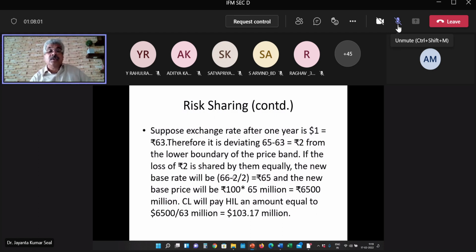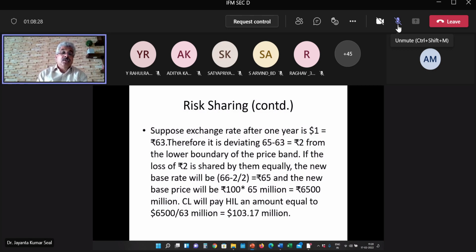So suppose it is 63. So it is deviating 2 rupees from the lower boundary of the neutral zone. Here there is a loss. Why is there a loss? Hindalco is receiving the foreign currency. So if the rupee appreciates, and in this case it is appreciating, it is a loss for the exporter. So Hindalco will be losing.